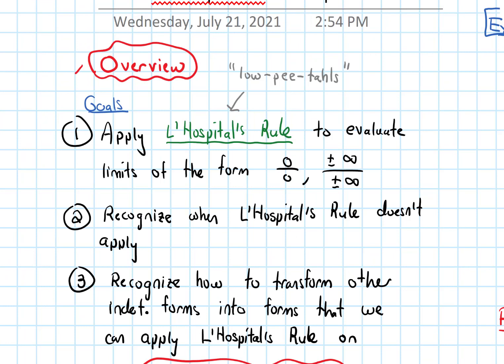So in terms of our goals for this section, we finished goal 1, applying L'Hopital's rule to evaluate limits of the form 0 over 0 or infinity over infinity.